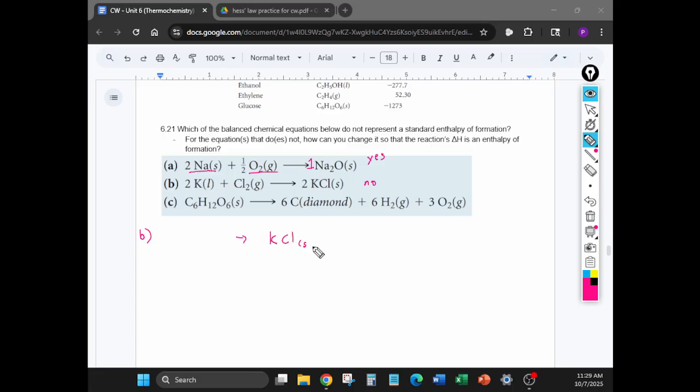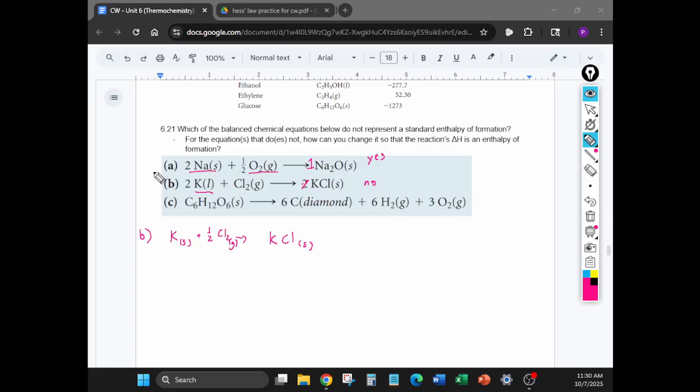There's actually one more thing that's wrong with it. What's the other thing that's wrong? Potassium. Yeah, we've got to get Cl to half, but what's wrong with potassium? It needs to be solid to be the elemental form. So K solid plus 1/2 Cl2 gas. Those are the 3 things that we need to fix up. First, get this down to 1. Next, change potassium to solid, and then 1/2 your chlorine gas.